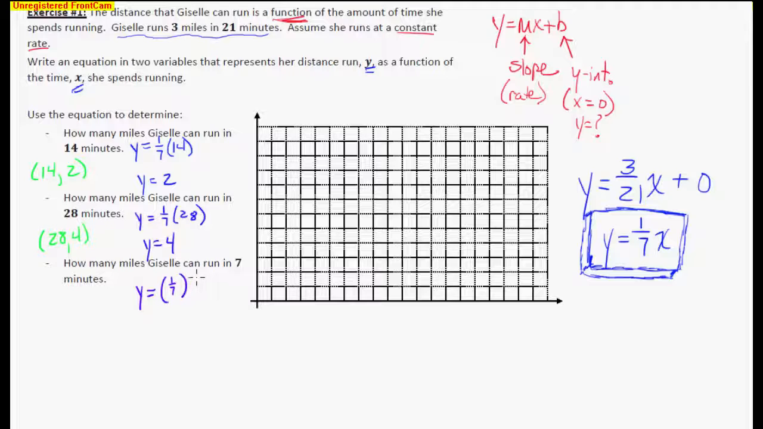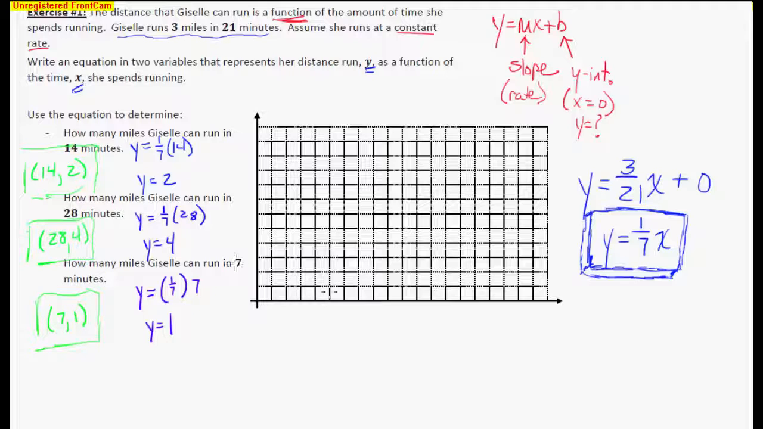And I'm going to put in a 7. Okay, and for the x, that's going to give me 1. All right, so again, that is going to give me a point of 7 comma 1. All right, so now I have these points that I can graph, over on my graph over here.